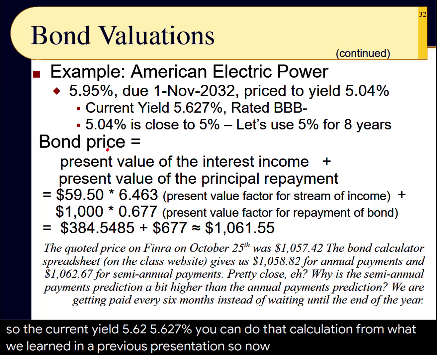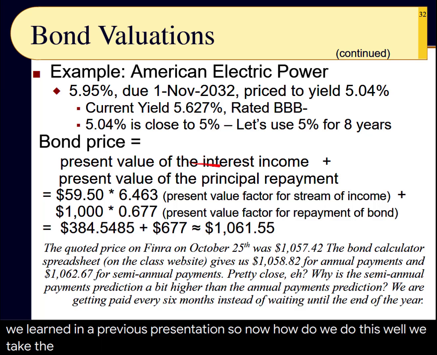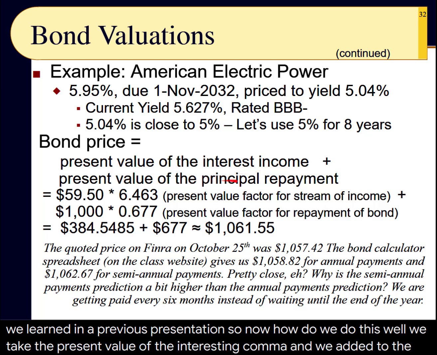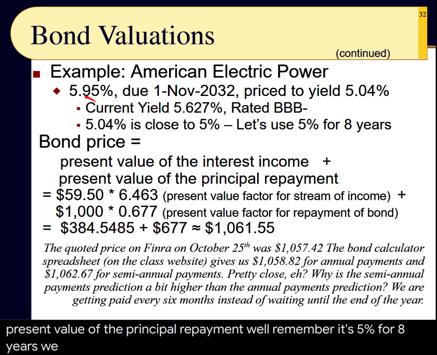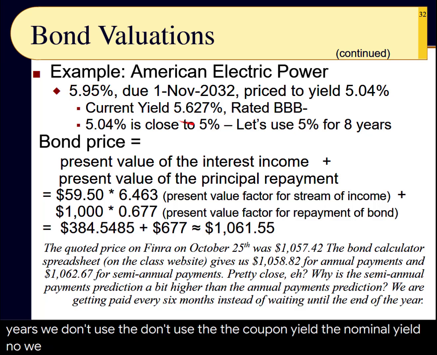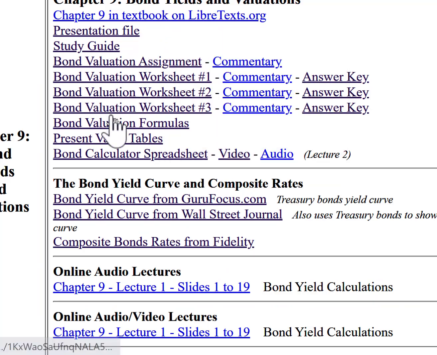So now, how do we do this? Well, we take the present value of the interest income and we add it to the present value of the principal repayment. Well, remember, it's 5% for 8 years. We don't use the coupon yield, the nominal yield. No, we use what it's priced to yield. So let's go over to the table. Here's the present value tables right here.